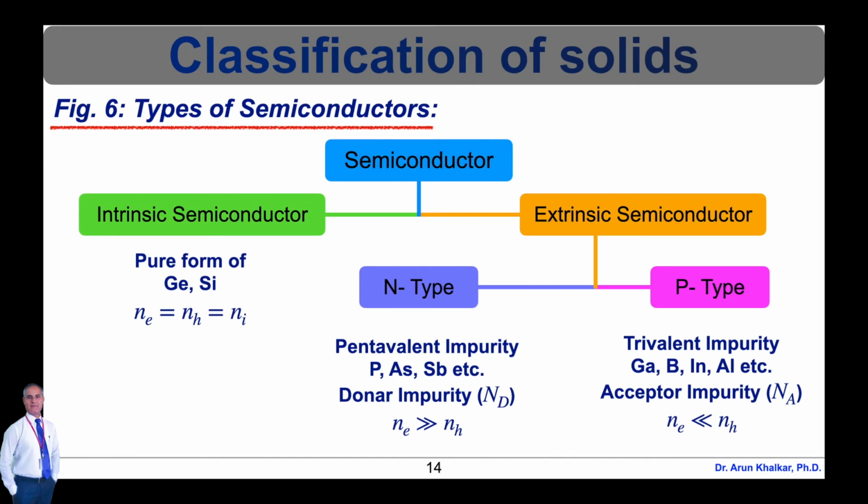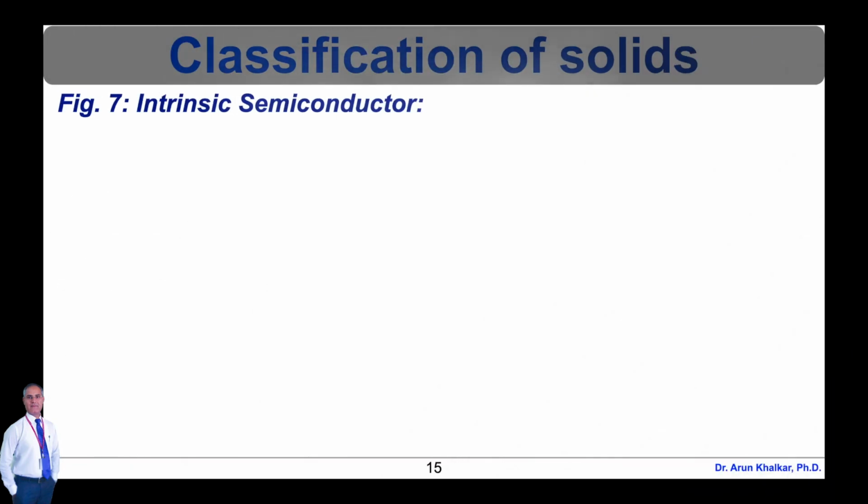Whereas in P-type semiconductors, maximum charge carriers are holes which are positively charged. That's why P stands for positive. So these are the two important types of extrinsic semiconductors, that is N-type and P-type.